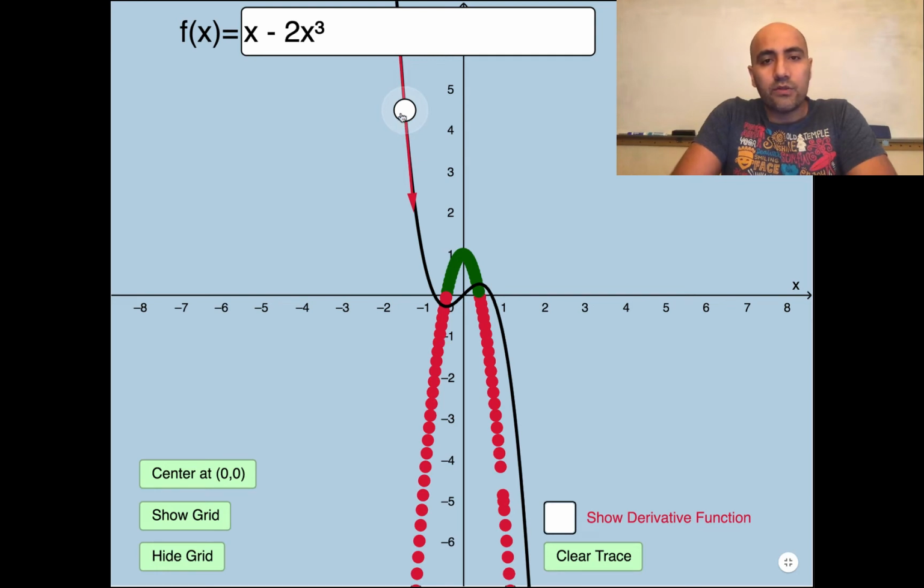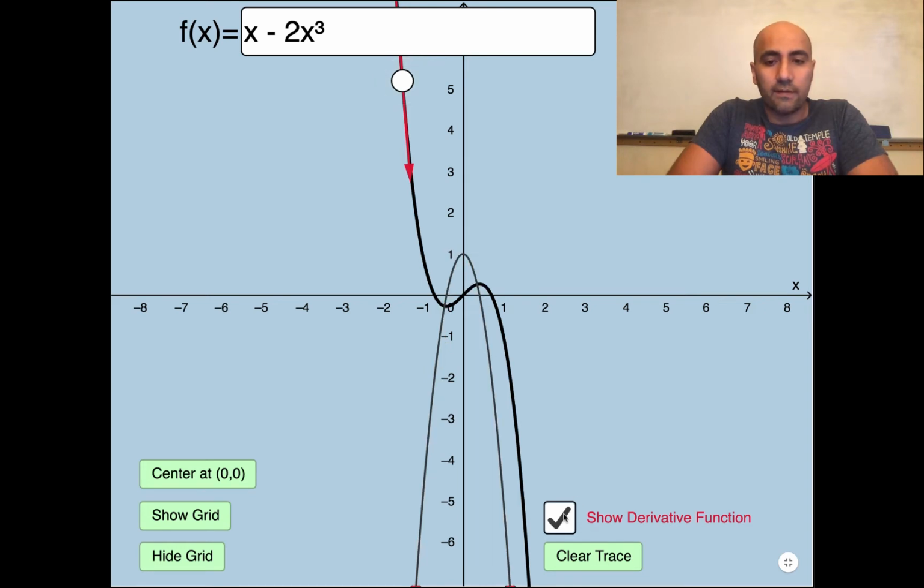Okay, so if we were going to do that continuously, add more and more dots, eventually we would get a pretty good idea of what the derivative function looks like. And this is exactly the equation we found. Negative 6x squared was what we found as the derivative of the function. So let's show it. Oh, sorry. 1 minus, so here's the derivative function, 1 minus 6x squared. And here is the function down here.